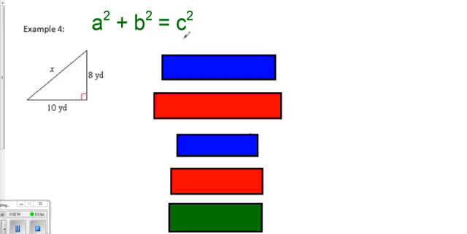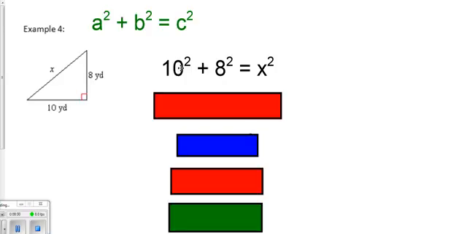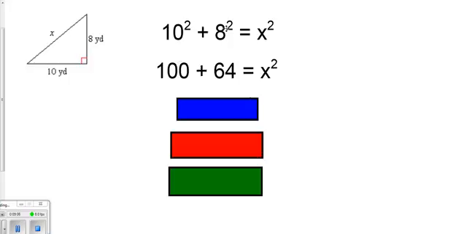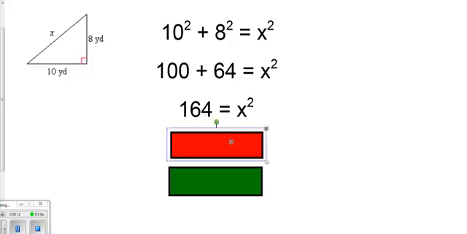All right, example 4. A squared plus b squared equals c squared one more time. So we just plug in everything we know. 10 squared plus 8 squared equals x squared. Simplify those pieces. 10 squared is 100, 8 squared is 64. Add those together. 164 equals x squared.